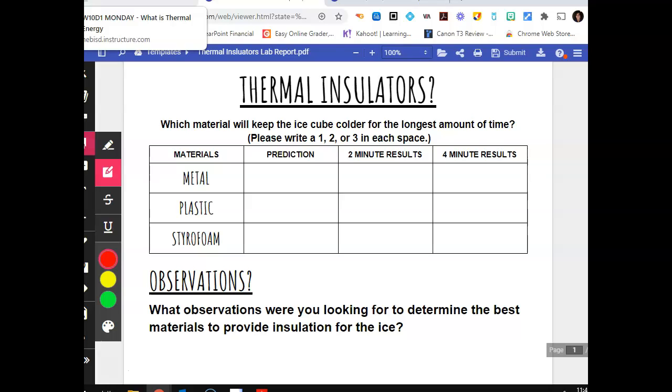While I go get the ice, if you will notice, the first column wants you to make a prediction. Which one do you predict will be the best insulator? So, the best insulator is a number 1. The worst insulator is number 3. So what that means to be an insulator for ice means that it will not melt. So which one, metal, plastic, or styrofoam, is going to keep the metal from melting the most?